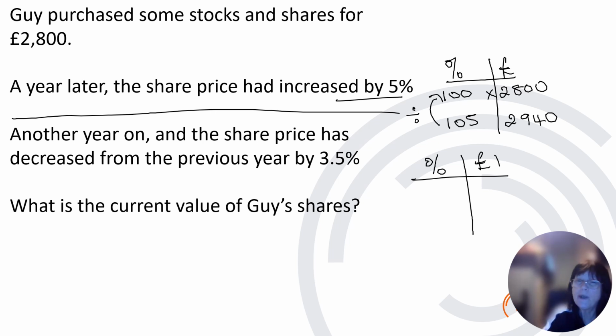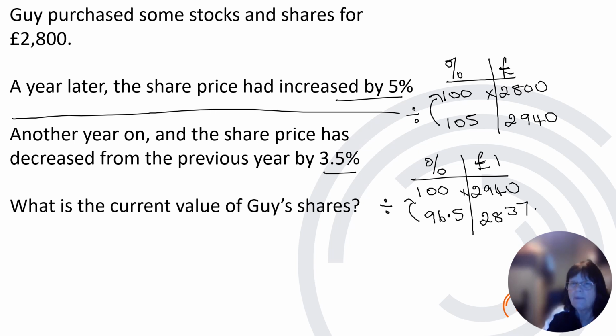So at this point, our 100% is now 2,940, but it's going down by 3.5%. So therefore, we are looking for 96.5%, okay, because we've lost 3.5%. So divide by the number above, multiply across, and we will end up with £2,837 and 10p. Okay, which is £37 and 10p more than we started with. But hey, that's the risk of dabbling with shares, I guess. How did you get on with that one? Because it was a little bit more tricky.